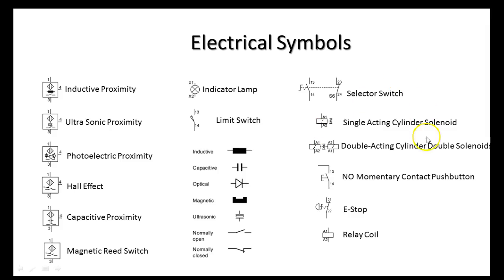What's next? So the next one will be for a double acting cylinder, right? With a, this is actually the solenoid. This is not the valve. This is the solenoid.